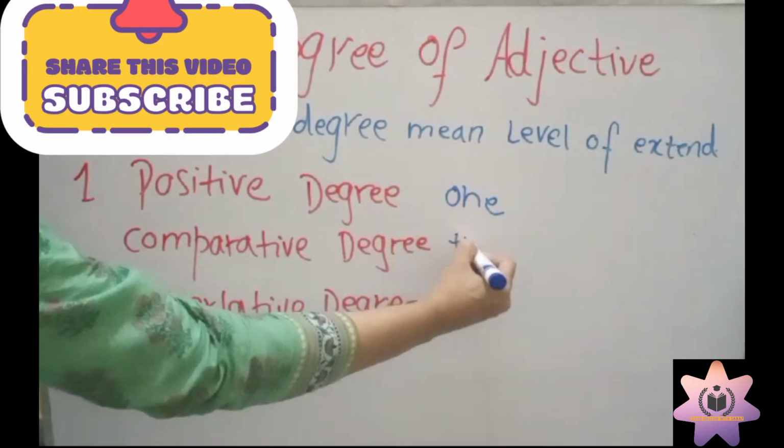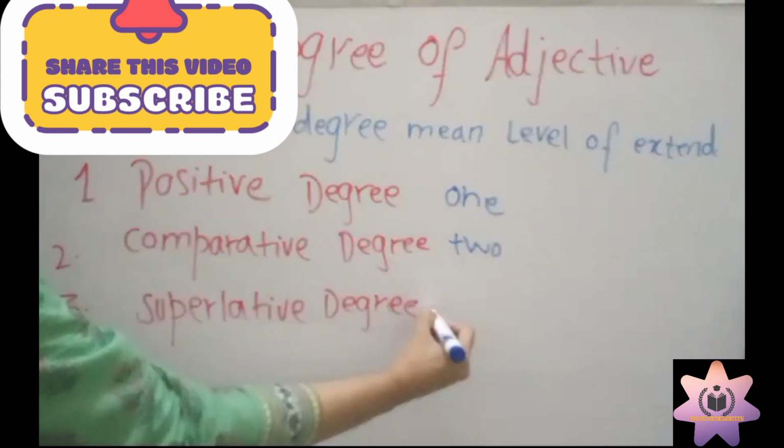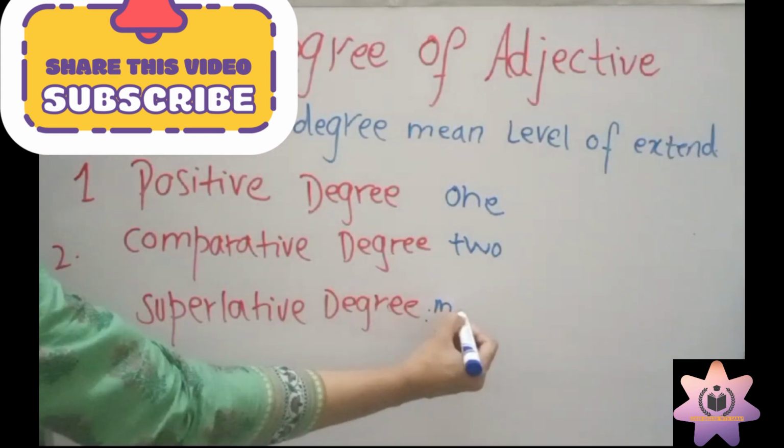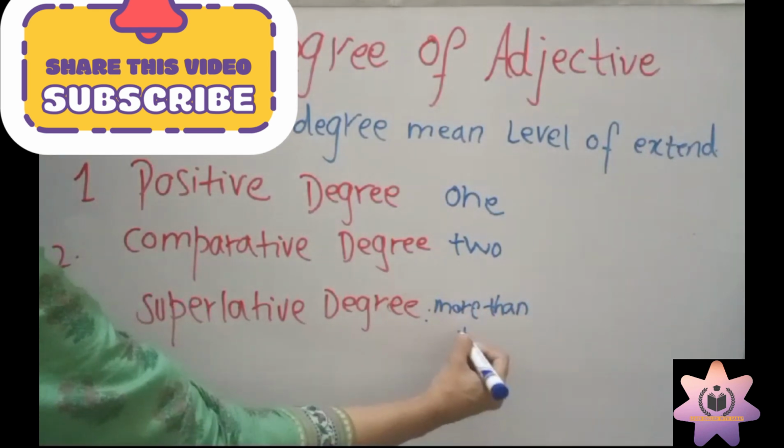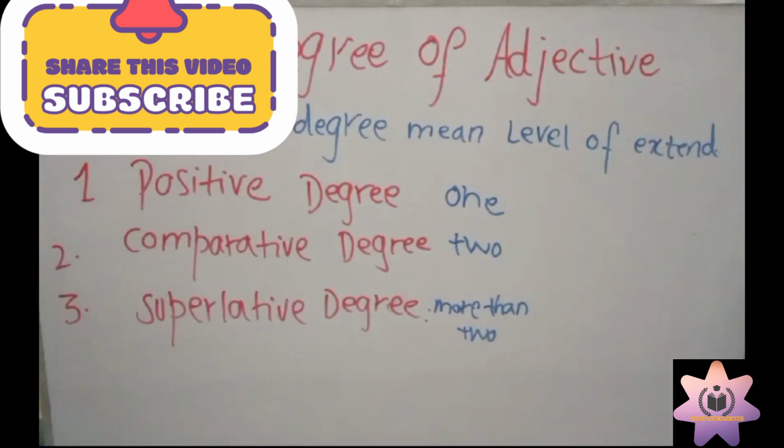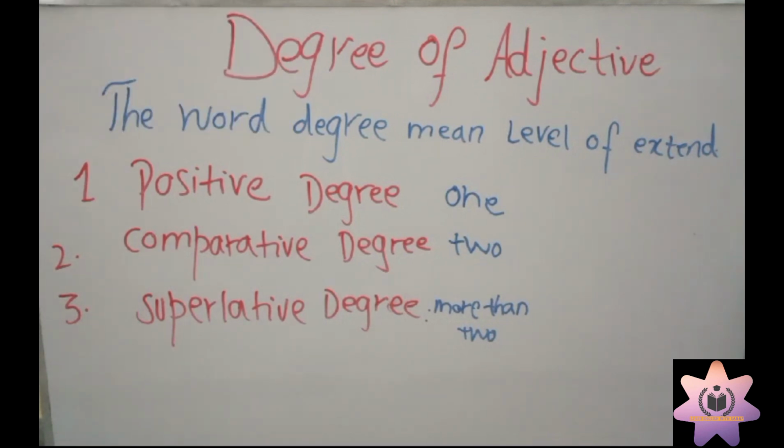Positive, when we do not compare, is just used for one. Comparative, when we compare two persons. Superlative, when we compare more than two persons. So here I am going to write examples one by one. First I am going to write positive degree, then comparative degree, then superlative degree.